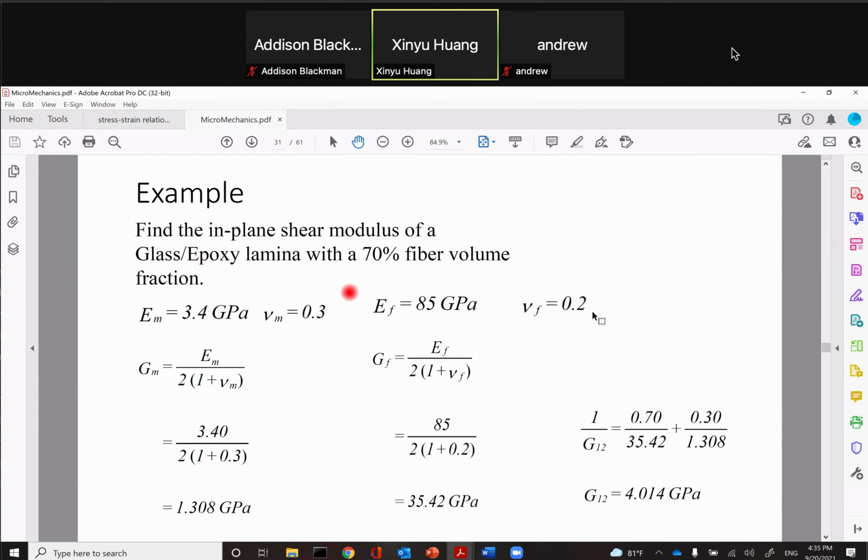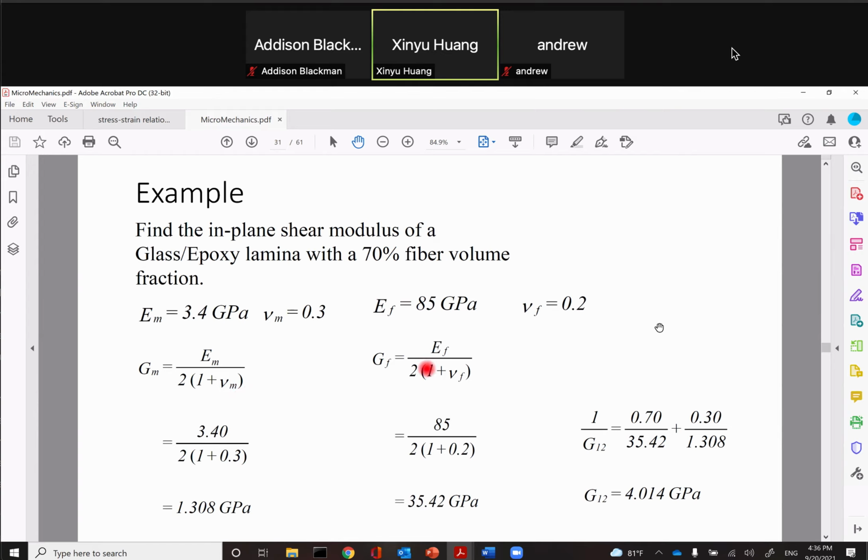So we need to know the shear modulus of the matrix and then the fiber separately. Since the glass fiber is isotropic, you can predict the glass fiber property using this equation. Anybody remember this equation? This is for isotropic material. This equation is only valid for isotropic material. What's the nu F in there? What's the nu F in this model? Poisson ratio. This is the Poisson ratio of the fiber. This is the Poisson ratio of the matrix.